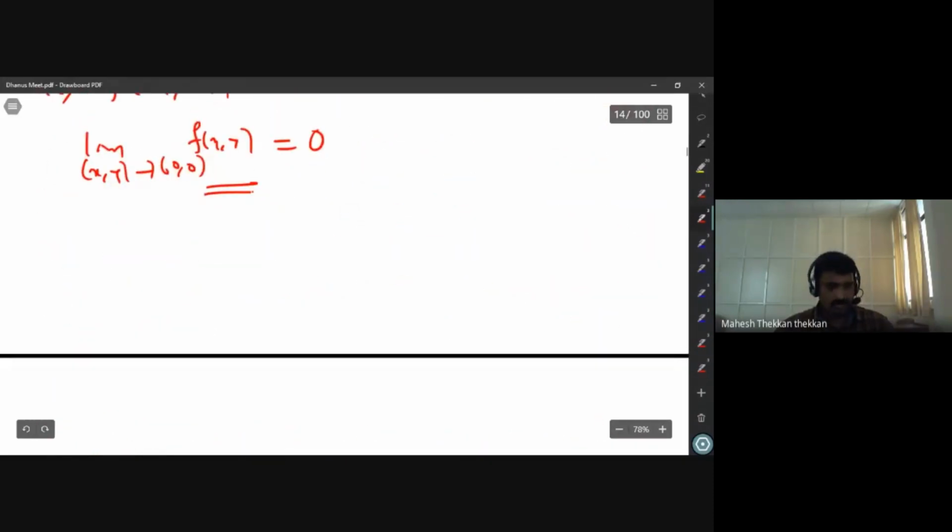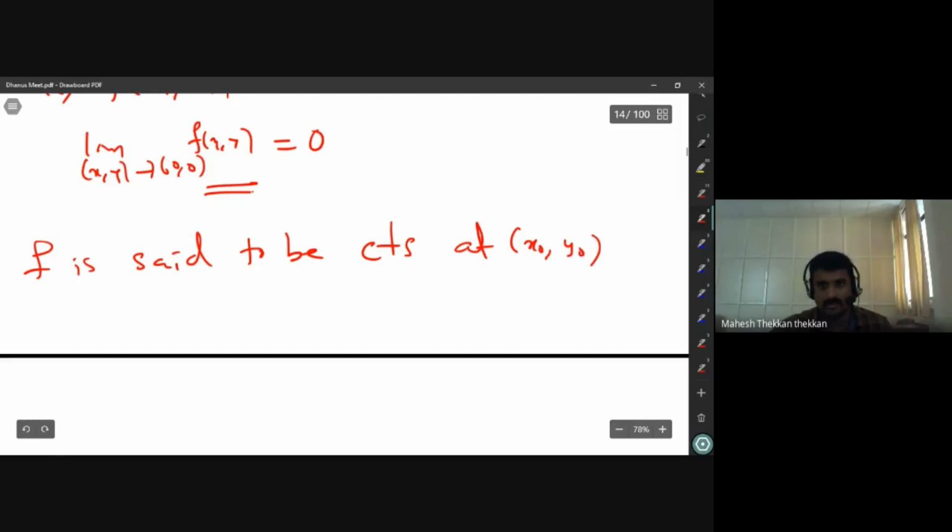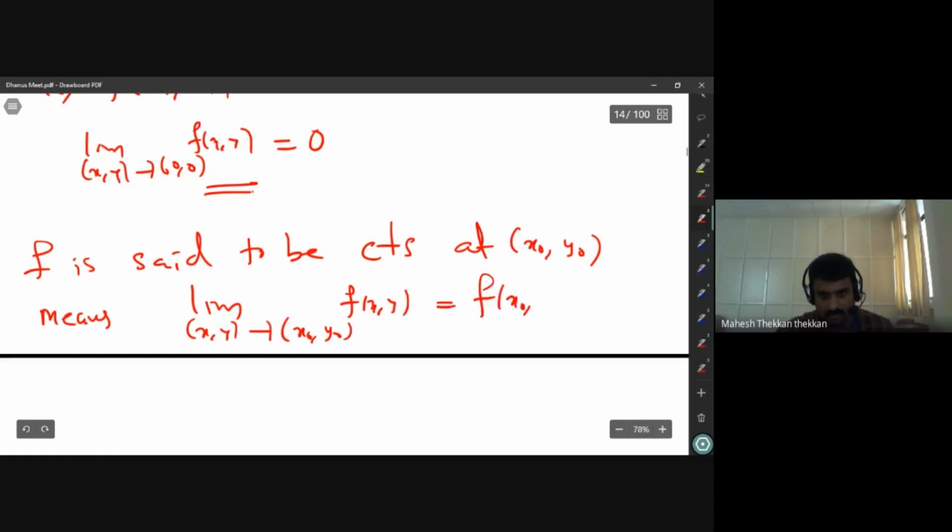Now, what do we mean by a continuous function? A function f is said to be continuous at a point (x0, y0) if the limit of f of (x, y) as (x, y) tends to (x0, y0) is equal to f of (x0, y0). That's all. So if this value agrees with f of (x0, y0), then f is continuous.